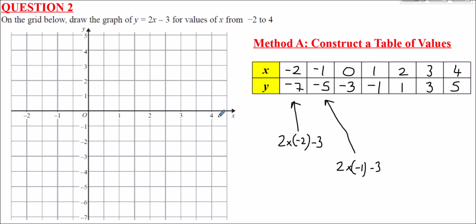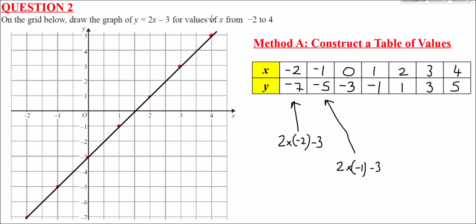So what we can do now is to plot these values in. So we've got minus 2 and 7 down here. Minus 1 and 5. 0 and minus 3. 1 and minus 1. 2 and 1. 3 and 3. And last but not least, 4 and 5. And then if you've done it right, you should see this is a straight line going through all of these points. And thank goodness it works, which proves that we've done the points correctly. And that's the question done.